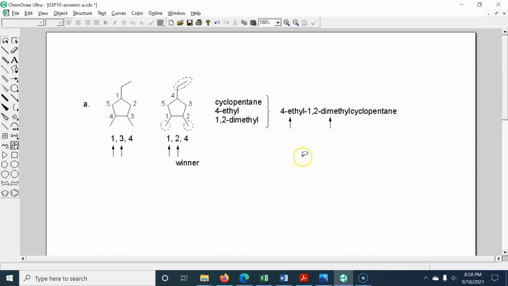Put a dash between every number and letter, put a comma between 2 numbers, and there should be no spaces in the name. It is alphabetized based on the letter E for ethyl, but when you have a Greek prefix like di, tri, tetra, that is not alphabetized. You go by the root, in this case M for methyl.